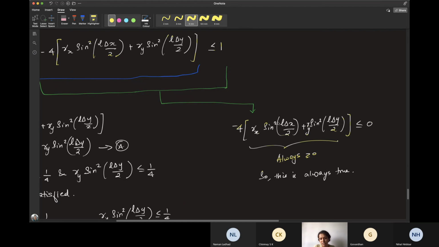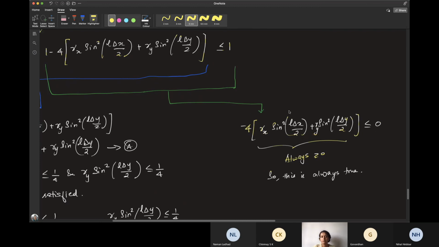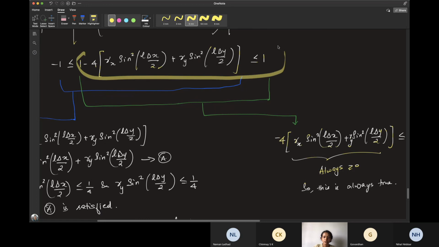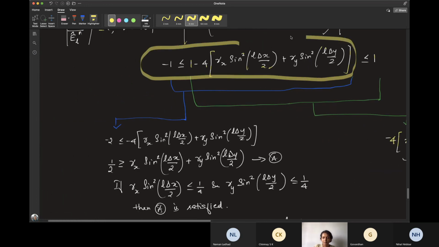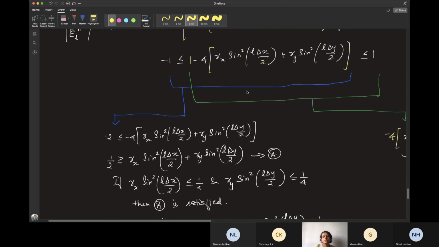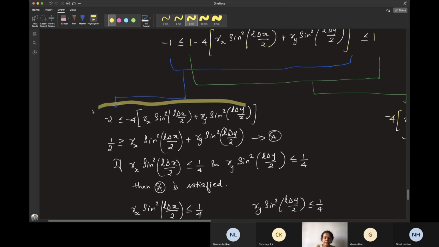So those are always positive, and sine squared is also always positive. So this term is always positive, and 4 is always positive, and minus of a positive quantity is always less than or equal to 0. So this part is always satisfied. So we only need to satisfy this part. So going to that, we have something like this.